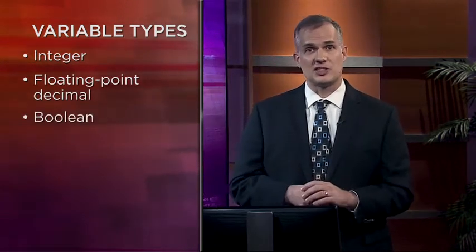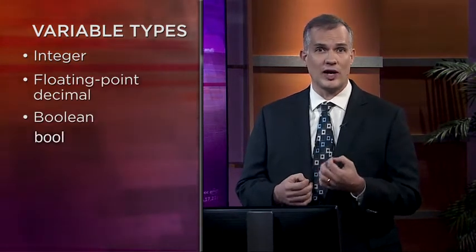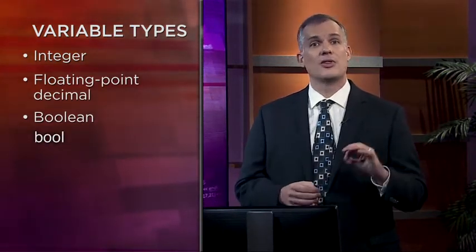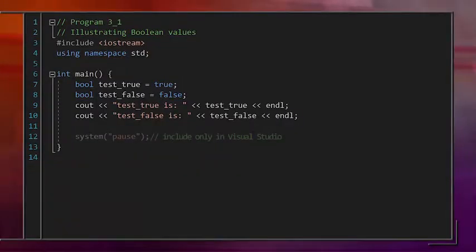In C++, we can declare these variables to be of type bool, that's B-O-O-L, with no E on the end, with a value of either true or false. In this example, we've created two Boolean variables, one called test_true that we initialize to the value true, and one called test_false that we initialize to the value false. Notice that true and false are defined keywords in C++.